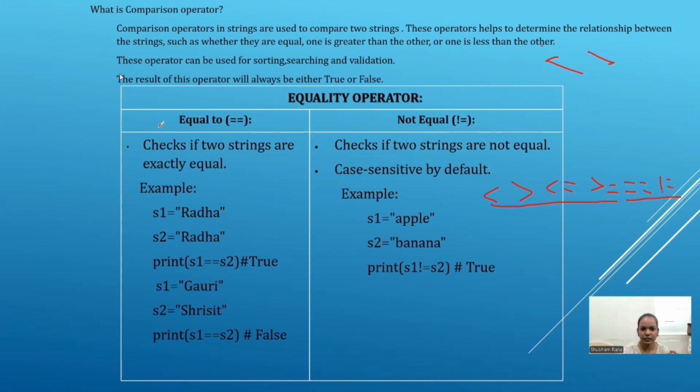First we are going to see the equality operator, equal to. The equal to operator checks if two strings are exactly equal. If the two strings are equal, then the result will be true. If not, the result will be false. So let us understand with the help of this example.